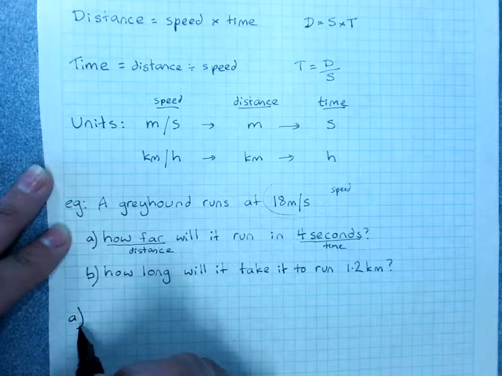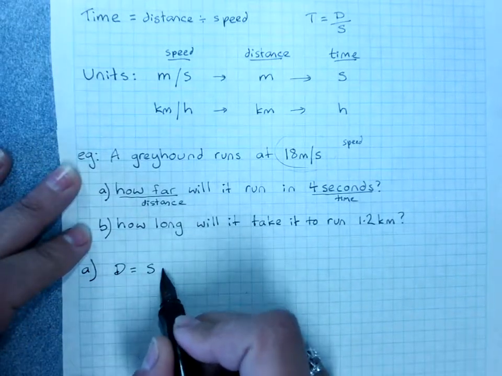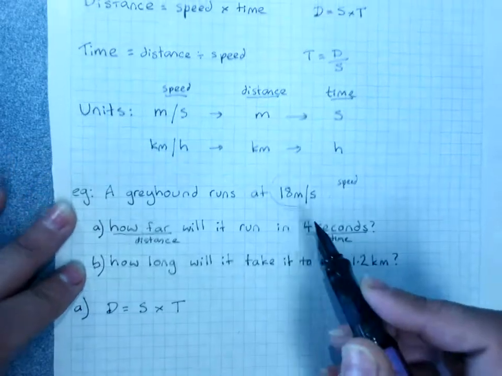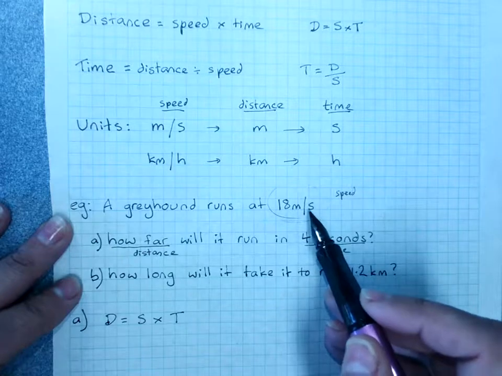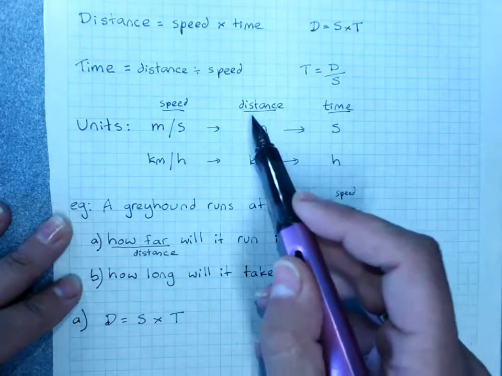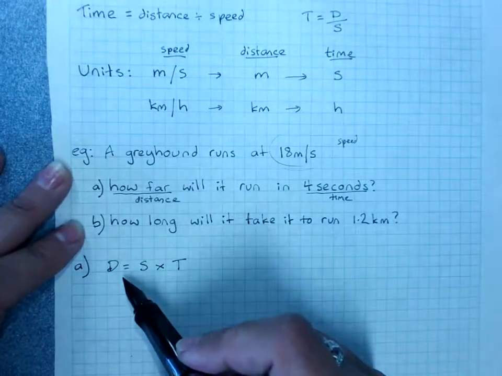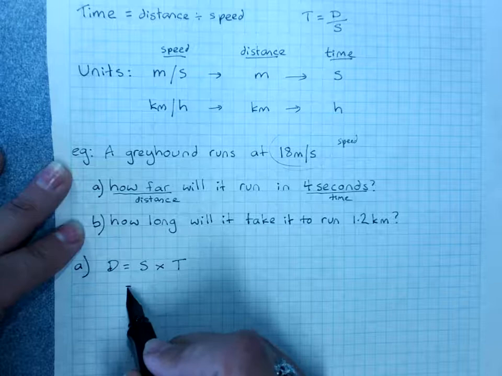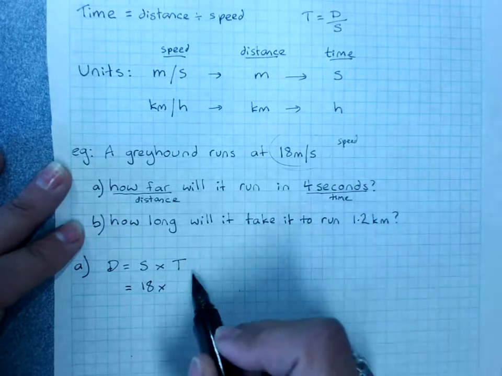So to answer question A, we write the formula, distance equals speed times time. Now we check that the units all match. Meters per second and seconds. Yep, that's great. That means we'll get our distance in meters when we use our formula. Substitute in the values we know. Distance equals speed of 18 times time of 4.